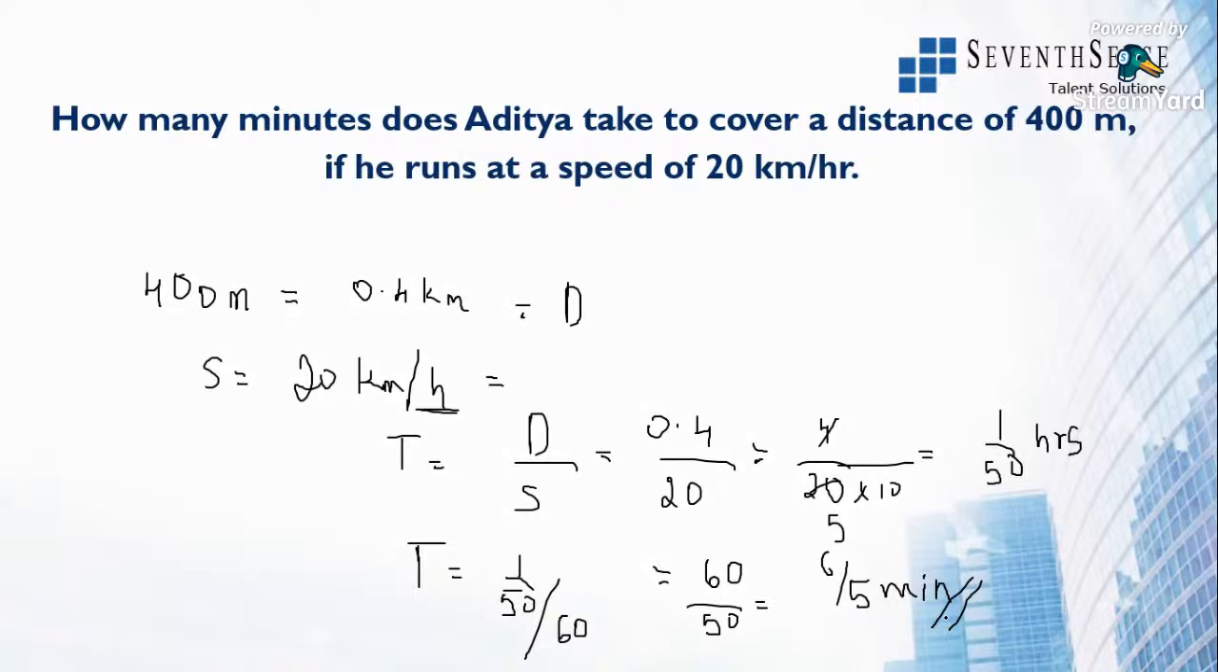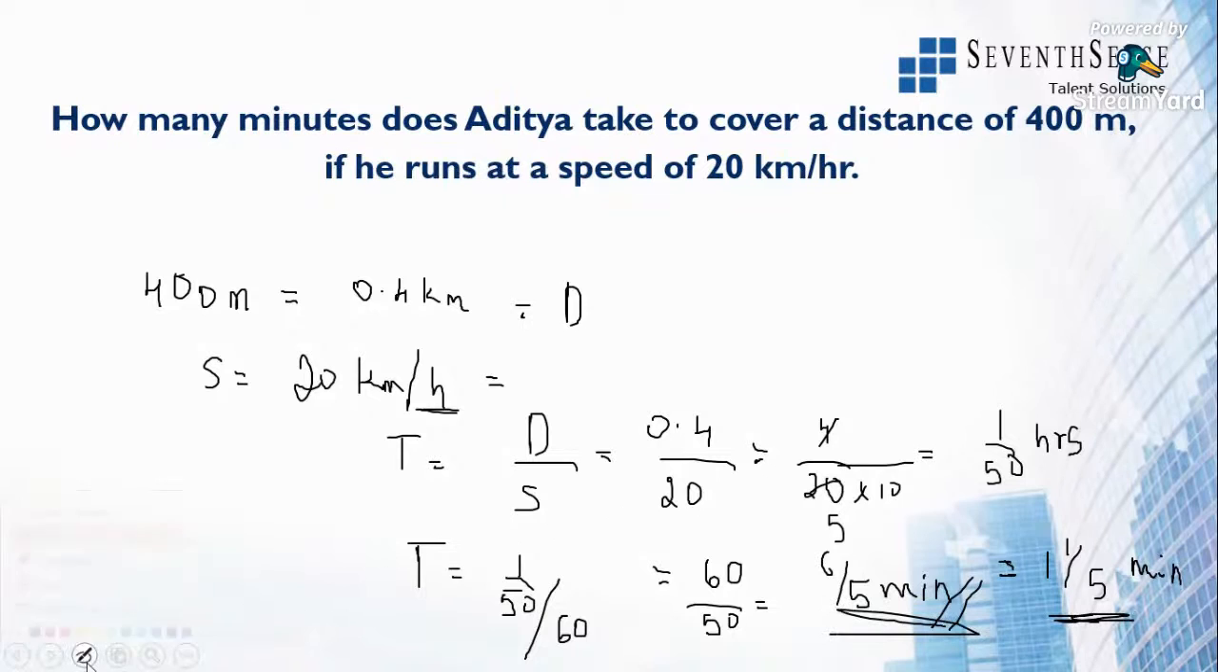All right. So 6 by 5 minutes. I can also convert it into a mixed fraction, so it is 1 and 1 by 5 minutes. So you can either keep it as 6 by 5 minutes or 1 and 1 by 5 minutes. You can also do one more way: convert this 20 kilometer per hour into meter per second so that you can convert easily and get the answer. So it is 6 by 5 or 1 and 1 by 5 minutes, both are the same.